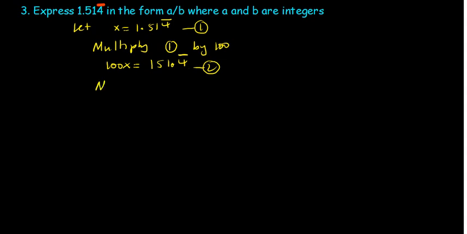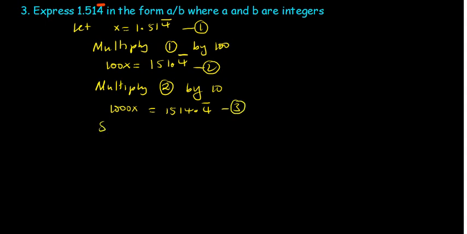So we'll say multiply equation 2 by 10. So 100x times 10, that is 1000x. And then 151.4 times 10, that will be 1514. I'll just put a decimal point there and put the number that is repeating. This will be the third equation. So I'm going to subtract equation 2 from equation 3.